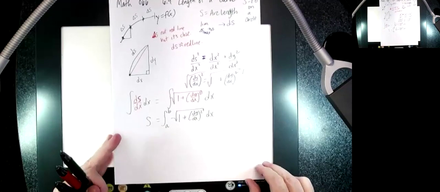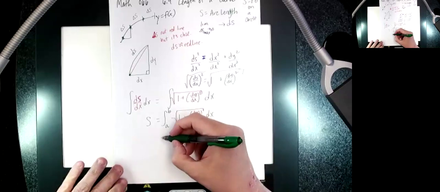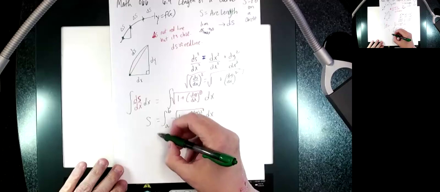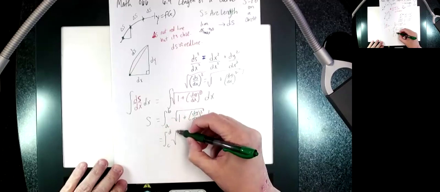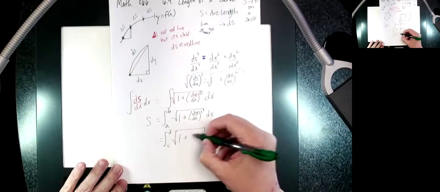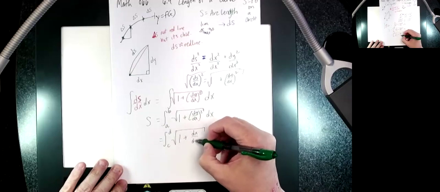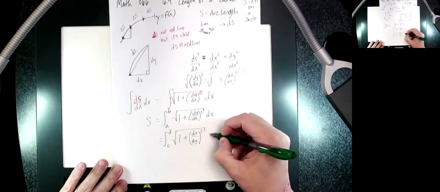There are other forms of this equation too. Because I divided by dx, I got a dx integral, but if we were going to integrate vertically, the integral version of this, from c to d, is the integral of the square root of 1 plus (dx/dy) squared dy.